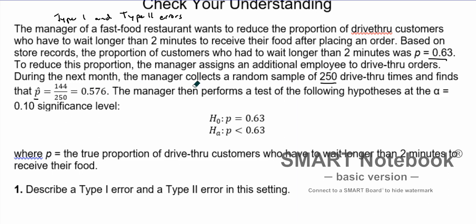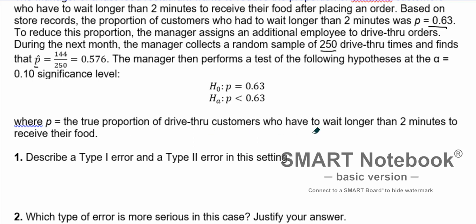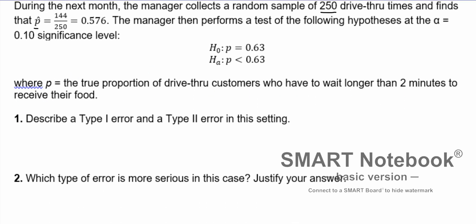During the next month, the manager collects a random sample of 250 drive-through times and finds that this sample proportion is now 0.576. So it has been reduced. The manager then performs a test of the following hypothesis at a significance level of 10% to see if this is going to work out. So here's our hypothesis, where p is the true proportion of drive-through customers who have to wait longer than 2 minutes to receive their food.